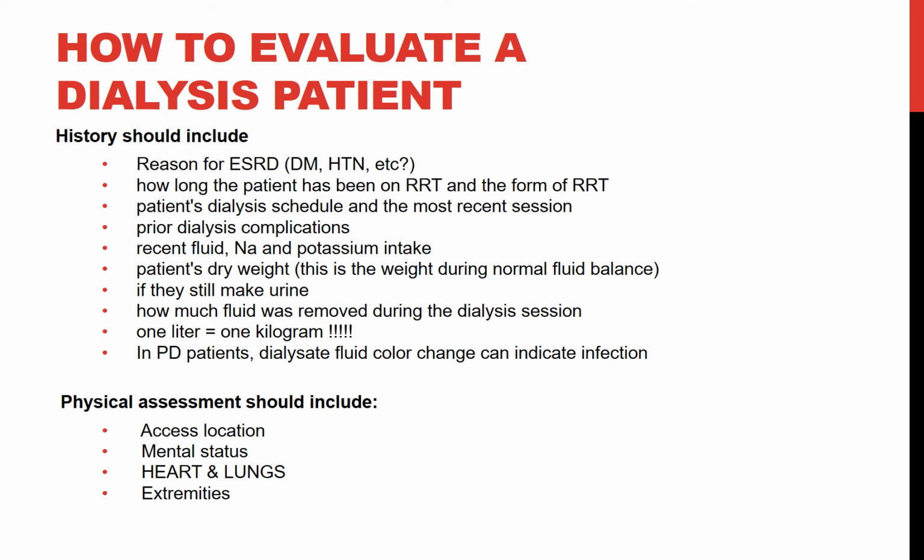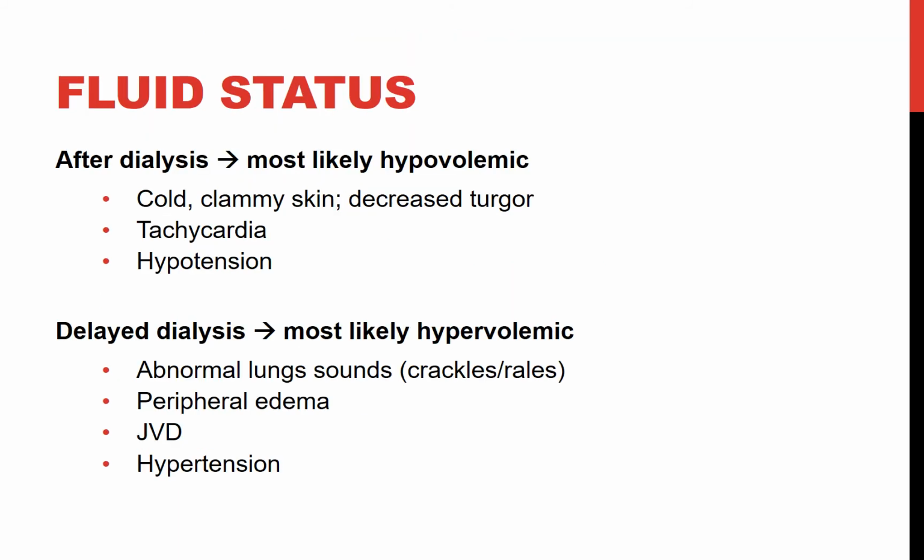Physical assessment of renal patients should follow that of any other patient, but pay particular attention to the patient's access location, mental status, heart, lung, and extremities. Consider the clinical situation when evaluating your patient. After dialysis, patients are more likely to be hypovolemic and present with cold, clammy skin, poor skin turgor, tachycardia, and hypotension. On the other hand, patients who have delayed dialysis or missed dialysis sessions will likely be hypervolemic and thus will have signs of fluid overload such as abnormal lung sounds, generalized edema, hypertension, or jugular venous distension.